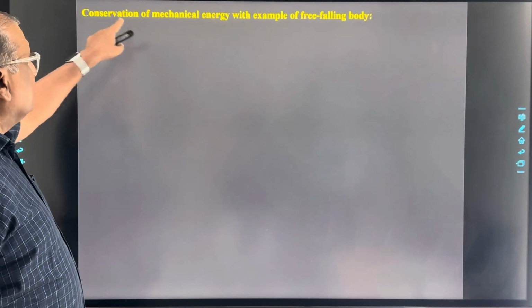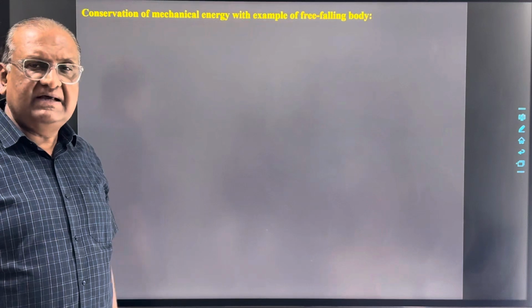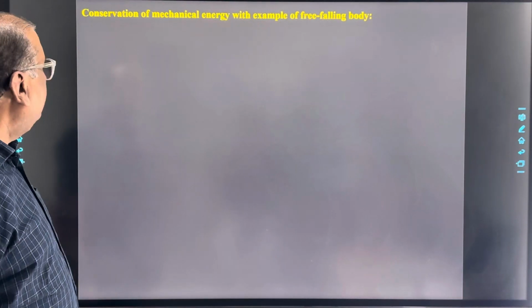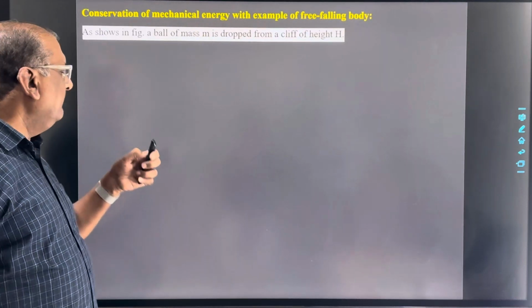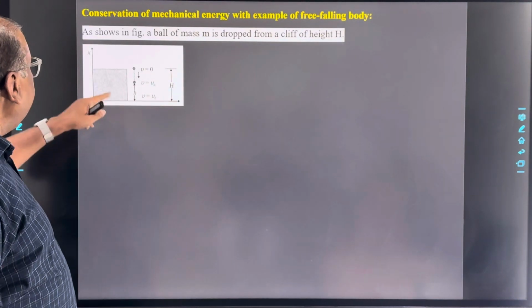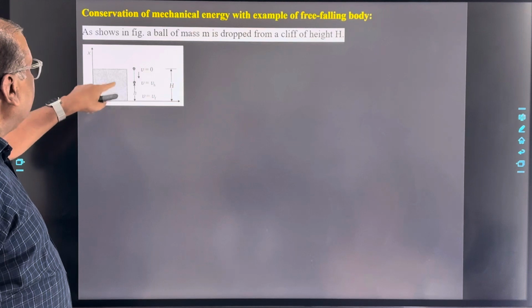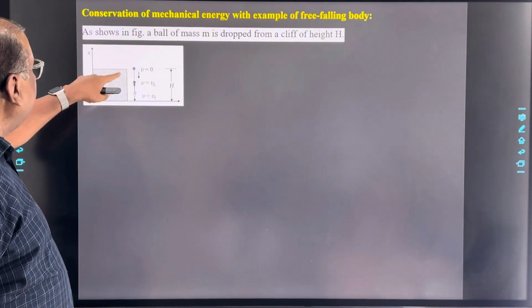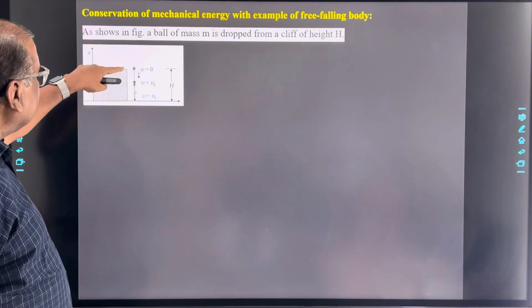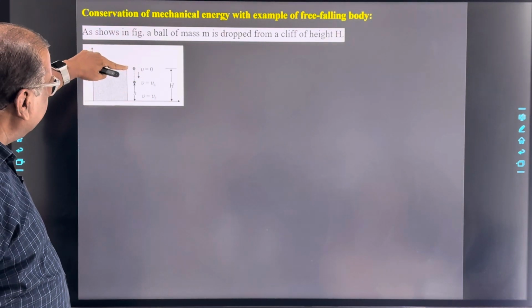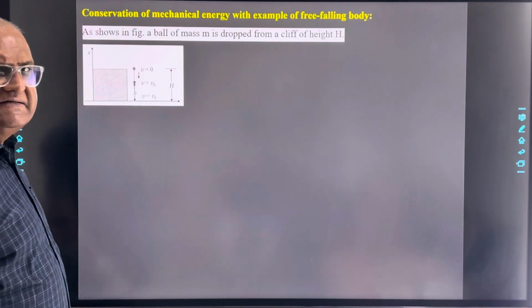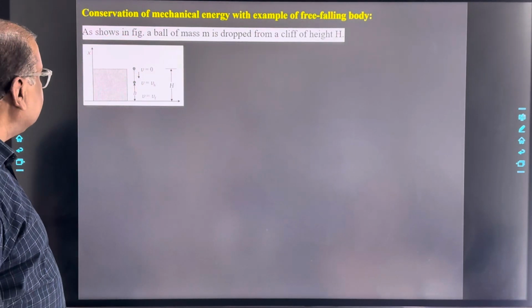Now, dear students, next topic, that is conservation of mechanical energy with the example of a free falling body. Suppose, as shown in this figure, the body of mass m is freely falling from the cliff, which is at height capital H. From this position it is freely falling, so its initial velocity is 0.